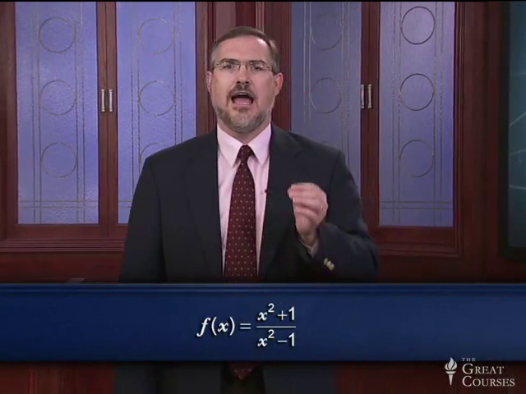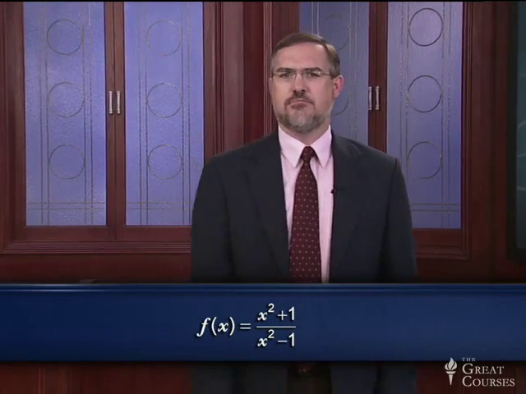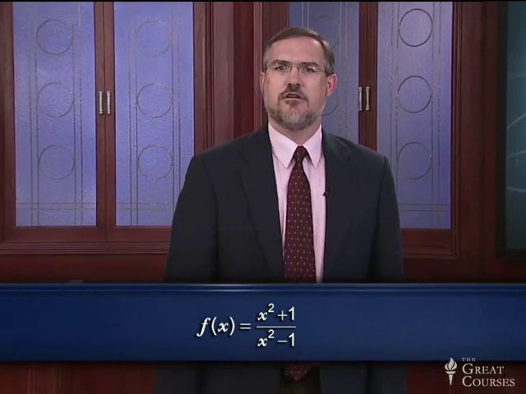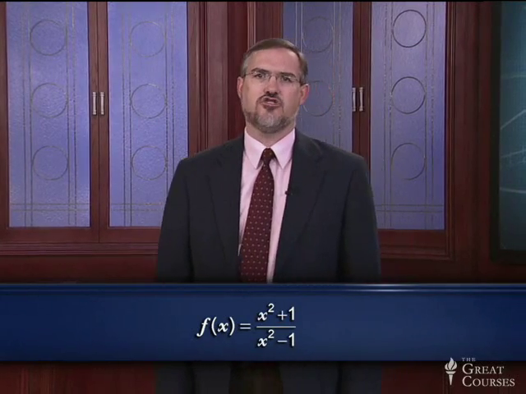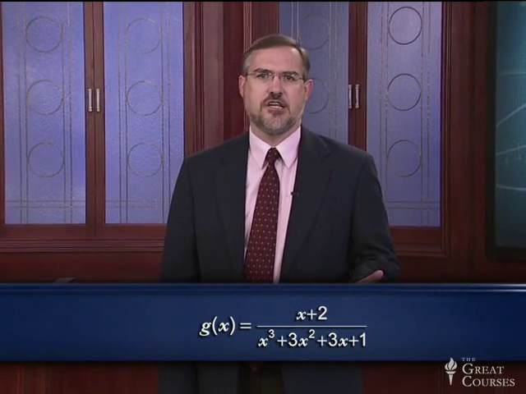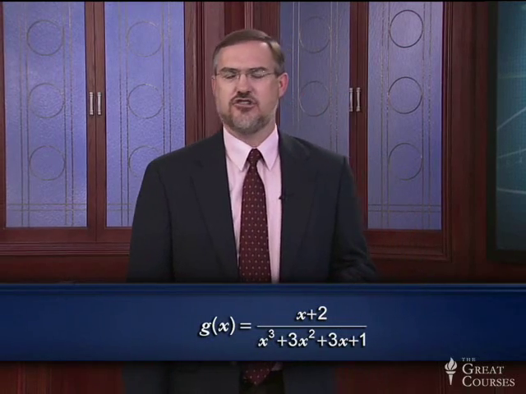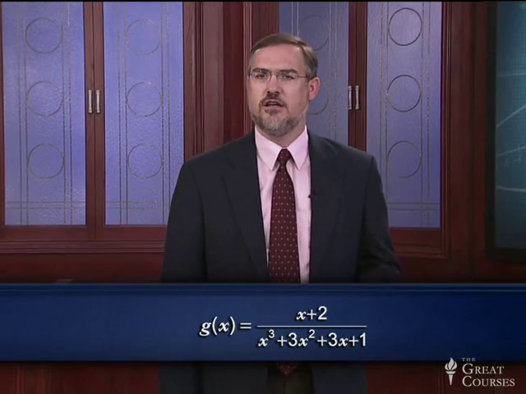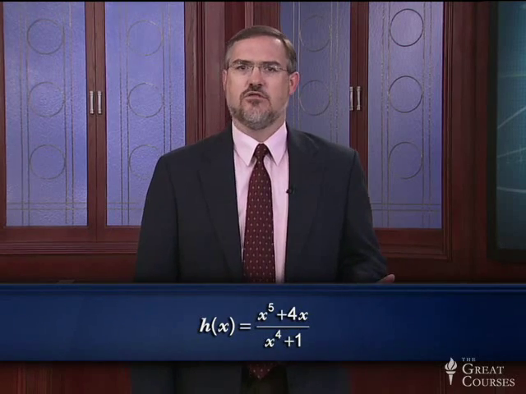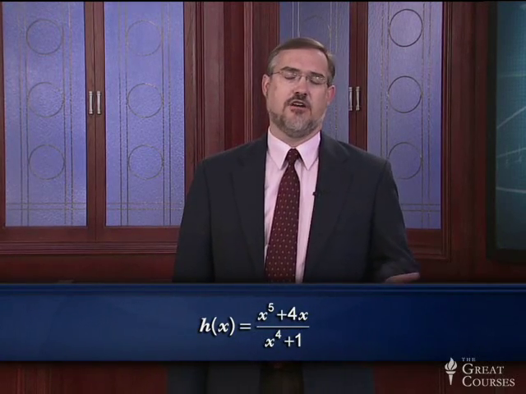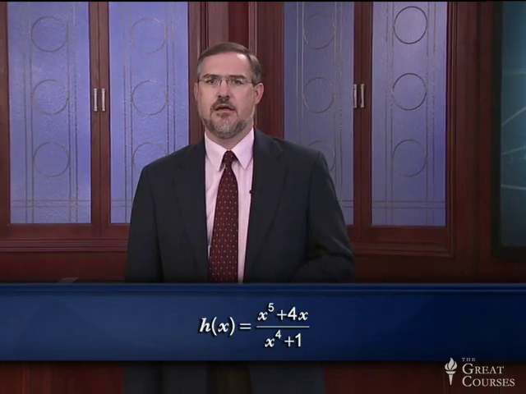So for example, f of x equals x squared plus 1 divided by x squared minus 1 is a rational function. And so are g of x equals x plus 2 divided by x cubed plus 3x squared plus 3x plus 1, and h of x equals x to the 5th plus 4x divided by x to the 4th plus 1. In the next few lessons, our focus will be on these rational functions. And in this lesson, I'd like to study two properties of rational functions: their domains and their graphs.